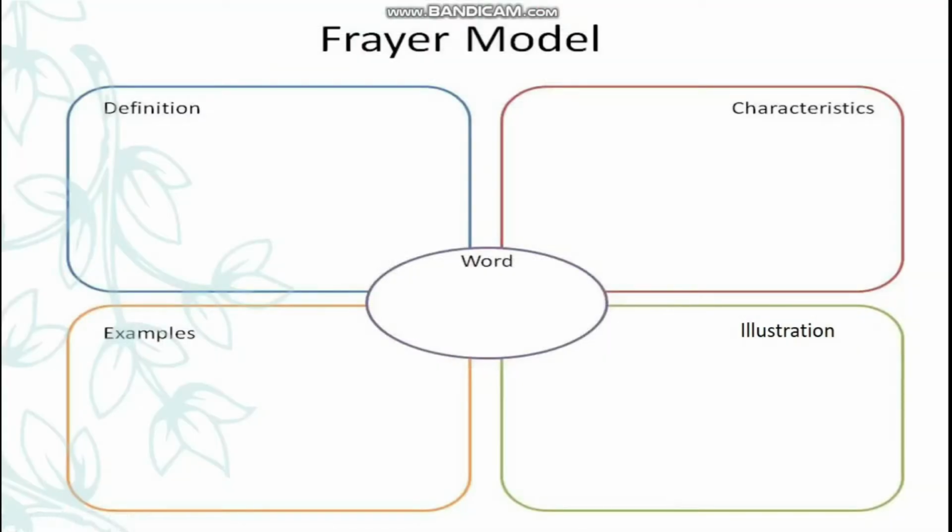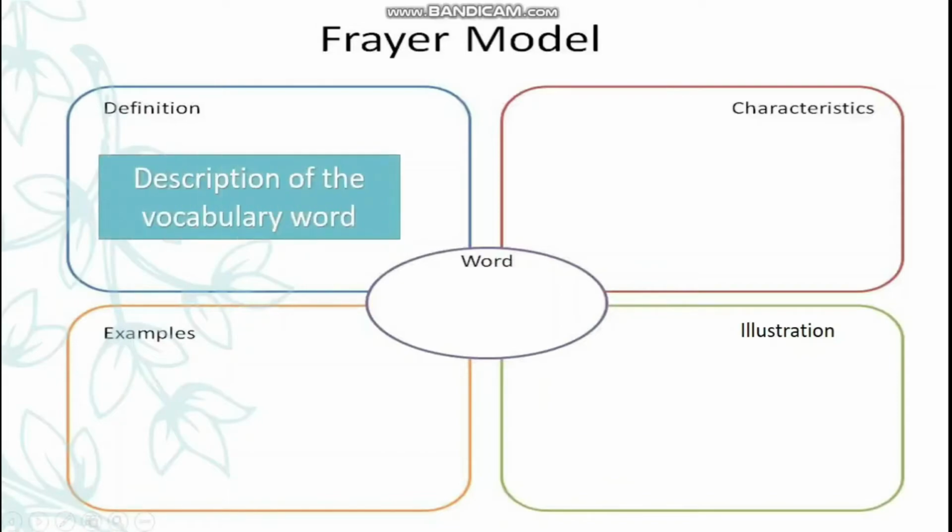As we already saw in the video, Frayer Model is very important, especially when discussing vocab words. Just a quick reminder that the Frayer is divided into four main parts. The blue part is the first part with the definition, and the definition needs to be a small description of the vocab word. What is the meaning of this word in your own words?